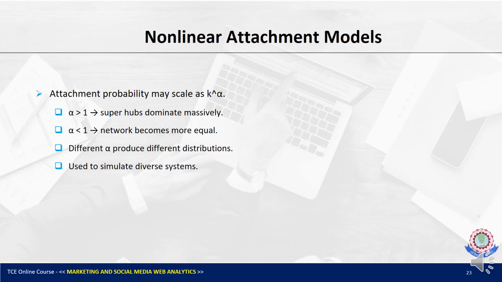Non-linear model. These models assume attachment follows k to the power of a instead of k, where a, or we can call it alpha, is greater than 1. Then a superhub dominates. When a is less than 1, the network becomes more equal. This reflects different real-world systems.